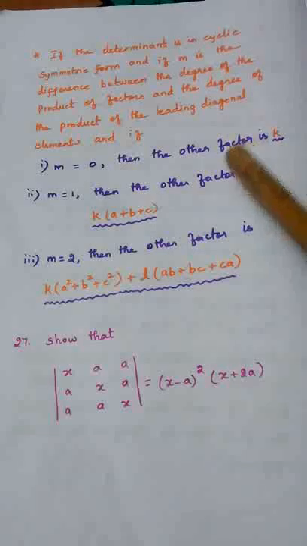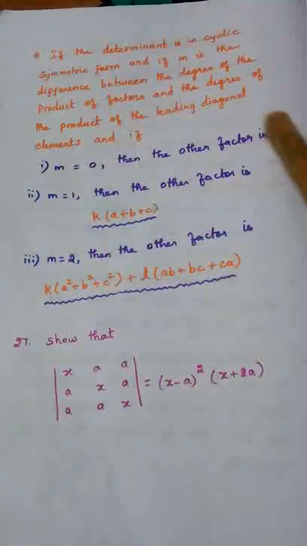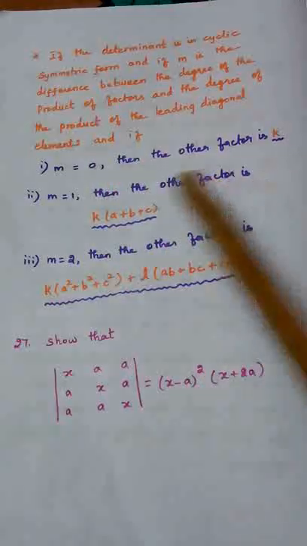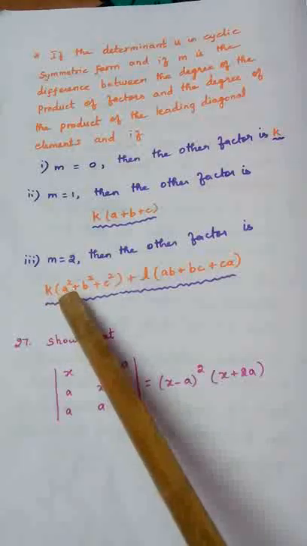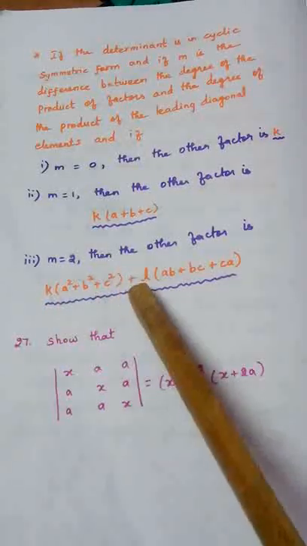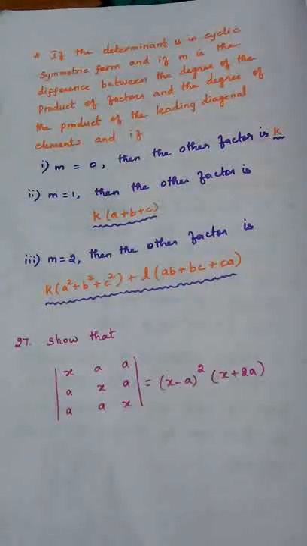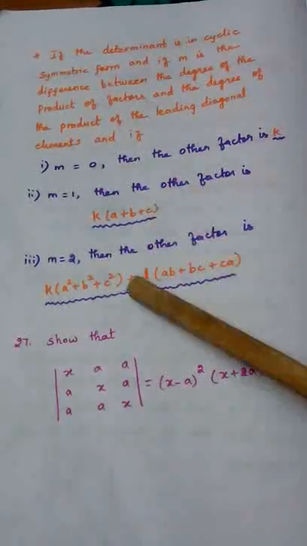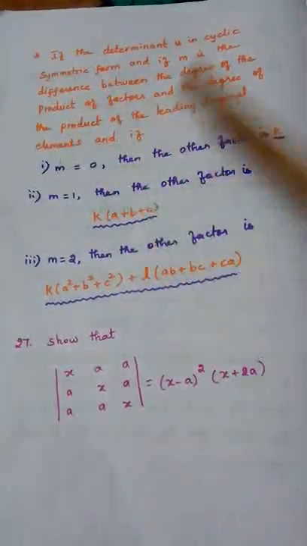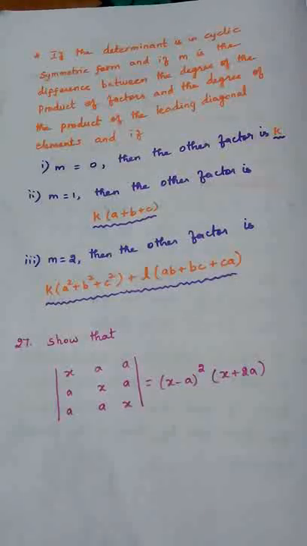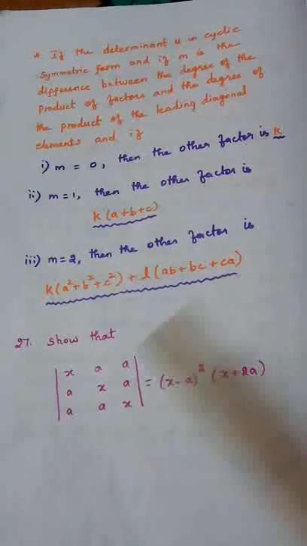So we have to remember all the three formulas. If the difference is 0, the other factor is k. If the difference is 1, the other factor is k into a plus b plus c. If the difference is 2, then the other factor is k into a square plus b square plus c square plus l into ab plus bc plus ca. So just keep all these three things in your mind. What is m? It is the difference between the degree of the product and the degree of leading diagonal elements. Just have these concepts in your mind. We will see the meaning through the problems. You have to spend more time listening to all these things. You can even listen twice, try to understand clearly, then come to this problem.